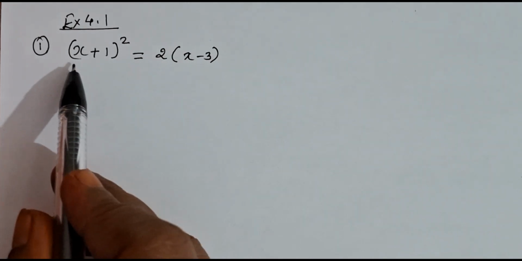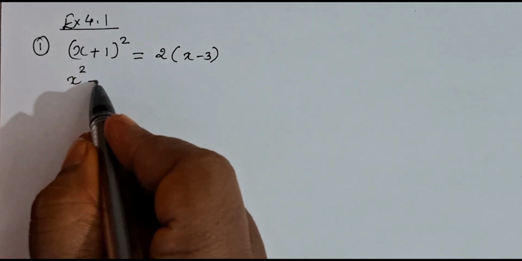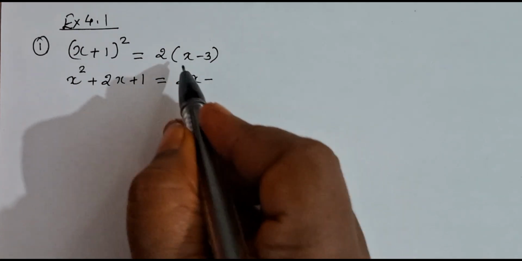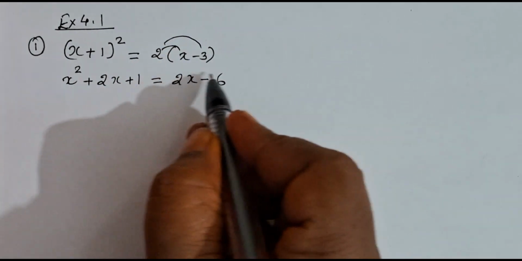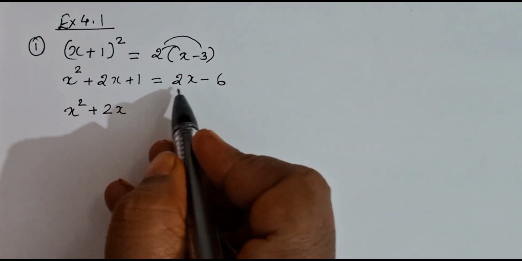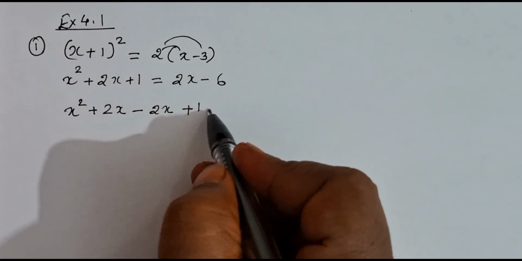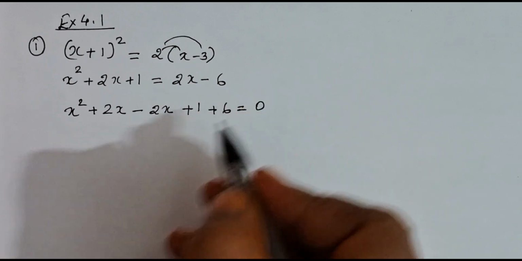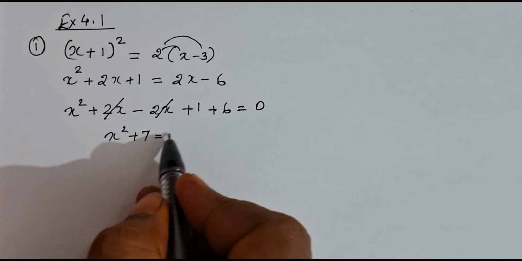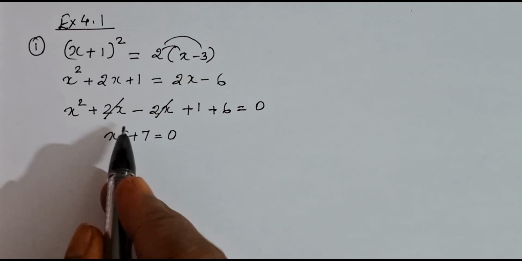So now we have to do the expansion on the left hand side, x plus 1 whole square, which is equal to x square plus 2x plus 1 is equal to 2x minus 6. We have to do the distributive property. And now x square plus 2x, you are going to shift this minus 2x to the other side, plus 1, and minus 6 when it comes to the other side, it becomes plus 6, which is equal to 0. So now these two get cancelled. So it is x square plus 7 is equal to 0. So now this becomes a quadratic equation because the highest power is 2.